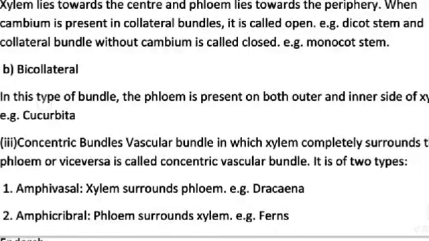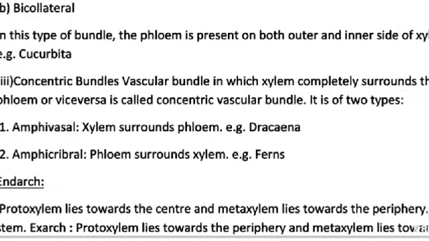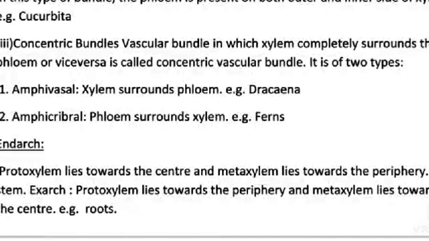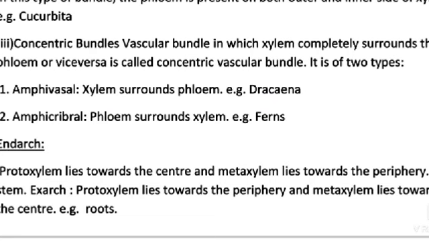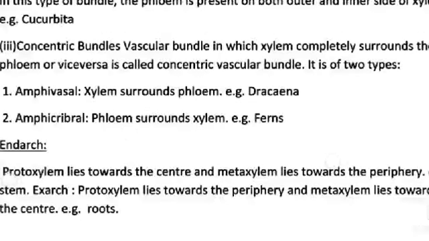Bicollateral: in this type of bundle, the phloem is present on both the outer and inner side of the xylem. Example: Cucurbita. Concentric bundles: a vascular bundle in which xylem completely surrounds the phloem or vice versa is called a concentric vascular bundle. It is of two types. Amphivasal: xylem surrounds phloem, as in Dracaena. Amphicribal: phloem surrounds xylem. Example: ferns.